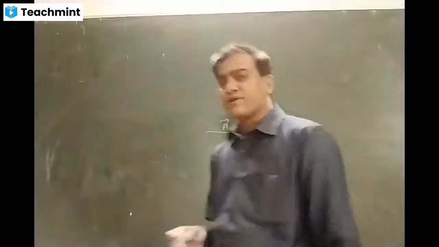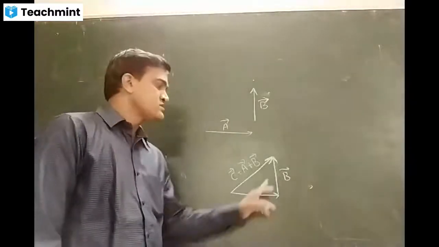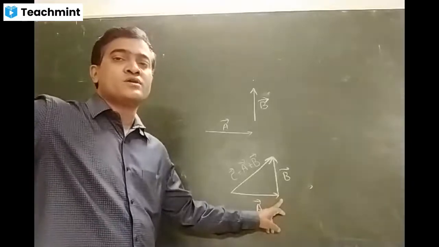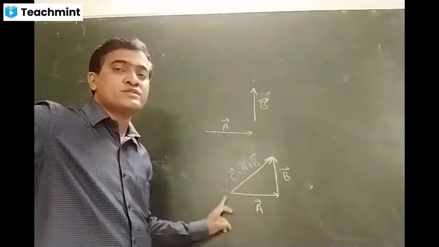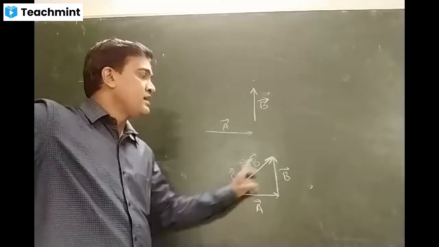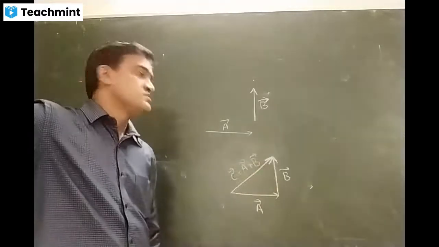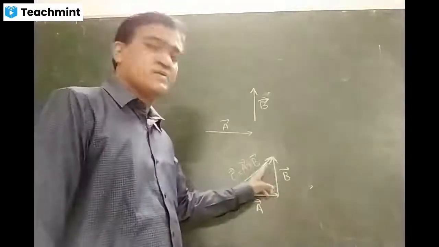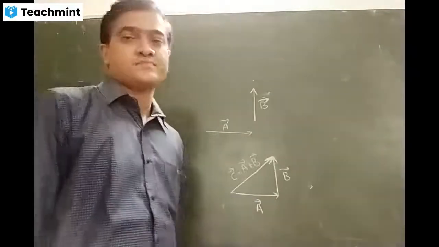Right? So remember, when you add two vectors, then the tail of second vector has to coincide with the head of first vector, and the resultant vector is to be drawn in such a way that the tail of resultant vector has to coincide with the tail of first vector, and head of resultant vector should coincide with the head of second vector. This is the rule, right? It is not compulsory that it should be only a right angle triangle. It can be any triangle, right?